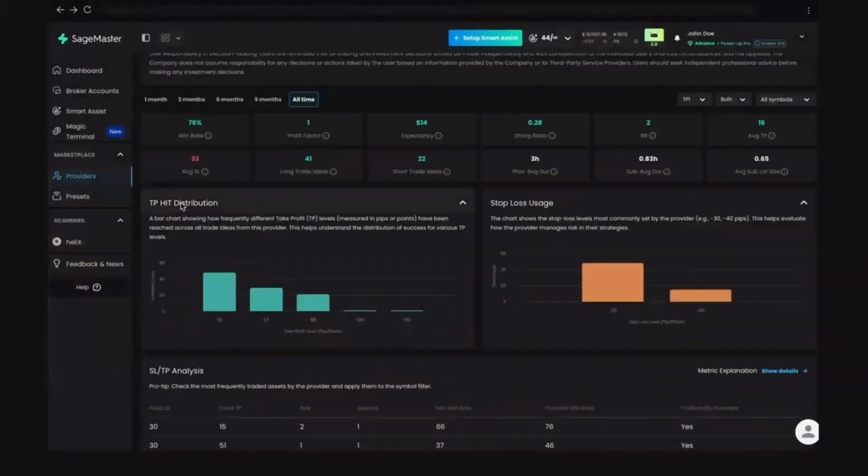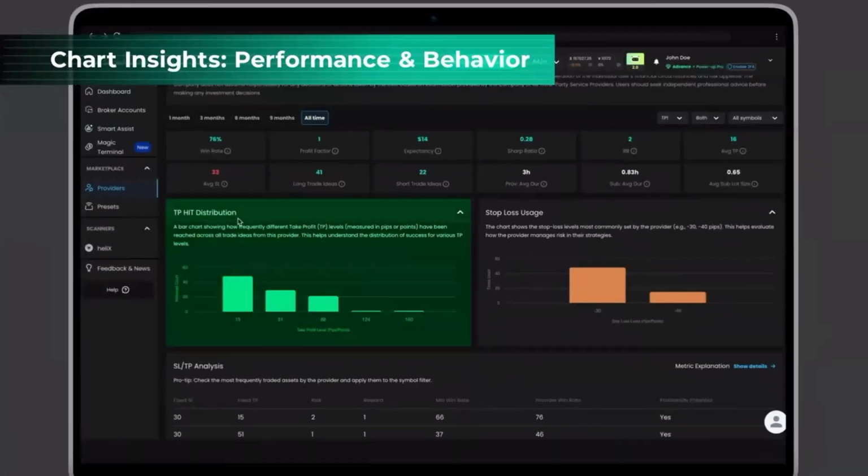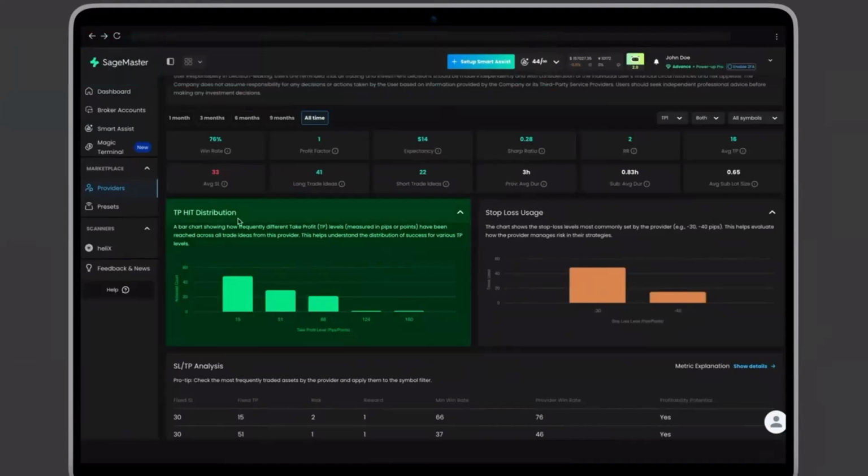Several charts break down the provider's behavior. TP hit distribution. This shows how often the provider hits different take-profit levels. It helps you see which TP levels have historically been successful. Stop-loss usage. This chart reveals the most frequently used stop-loss levels, showing how much risk the provider tends to take.